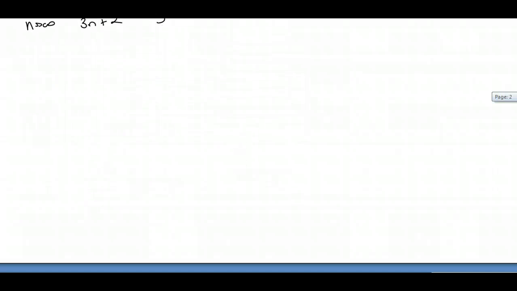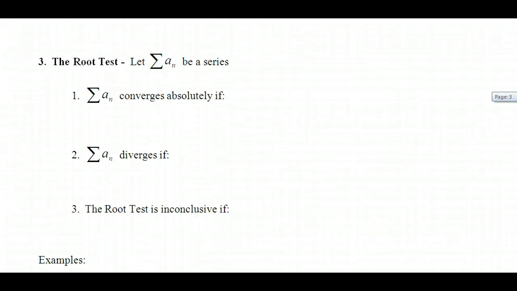Then we also have what's called our root test. And our root test, basically, we're going to create an nth root. So we'll use this especially when we have anything to the power of n. That's when this is going to be really helpful.